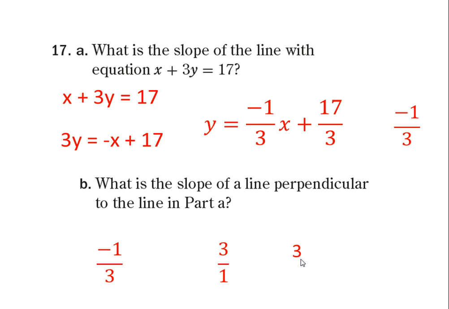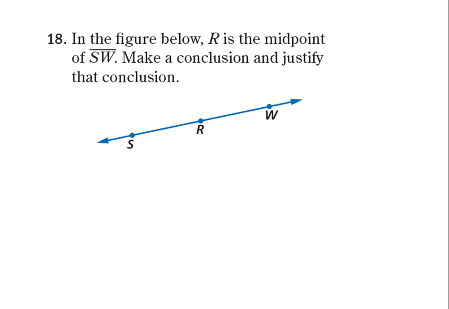Number 18 says, in the figure below, R is the midpoint of the line segment SW. This is the line segment SW. Even though it's a line drawn here, they're talking about the segment SW. So from here to here, R is the midpoint, which means R is in the middle. We want to make a conclusion and justify that conclusion. Well, the one conclusion that can be made here is that SR, this distance right here, or this line segment, is equal to RW, or this distance right here. You could say either one of those things. You can talk about the distance, or you could talk about the actual line segment, that they're the same.